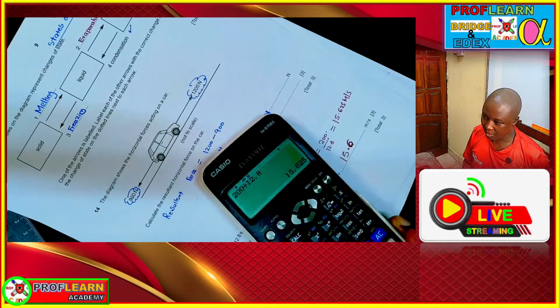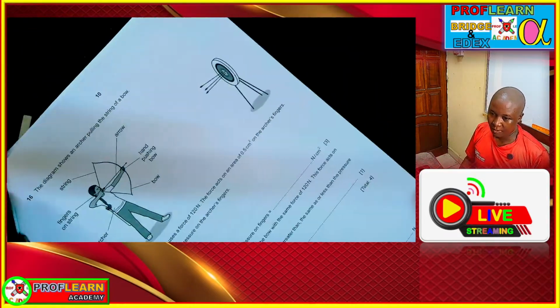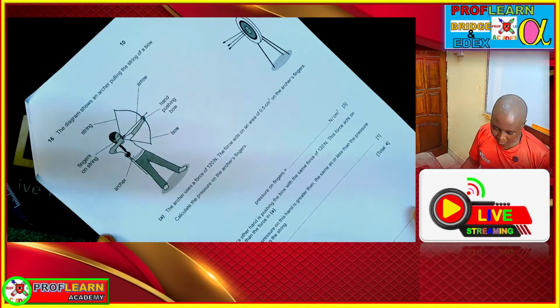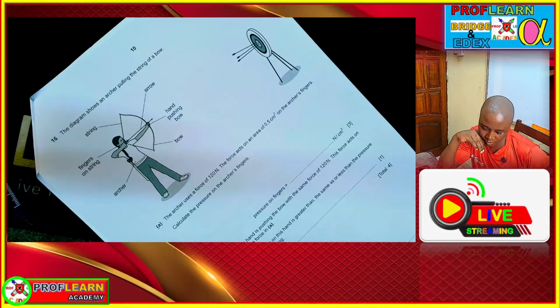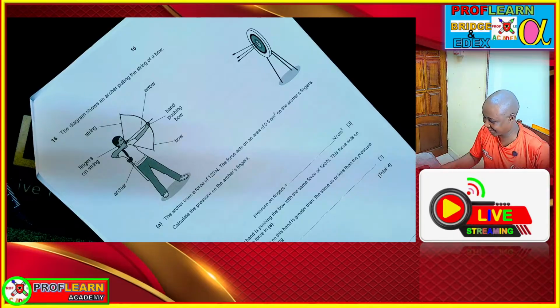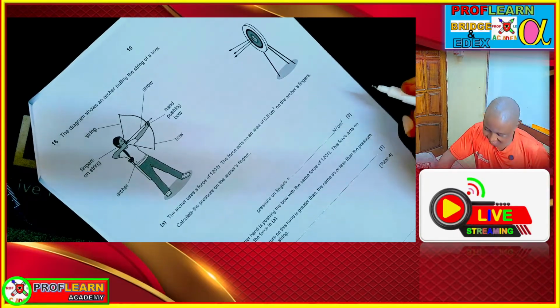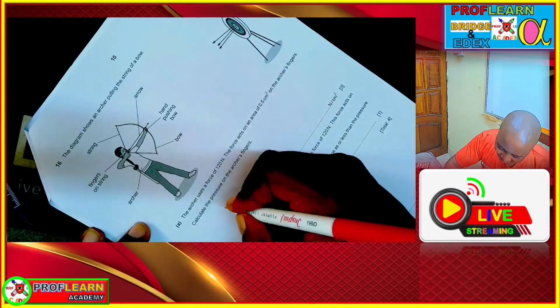Yeah, so that is the answer to that case. All right, so we also have a question here that says the diagram shows a hacker pulling the string of a bow like that. The hacker, or we call it hatcher or hacker. This is the hatcher or hacker, right? Whichever. Calculate the pressure.